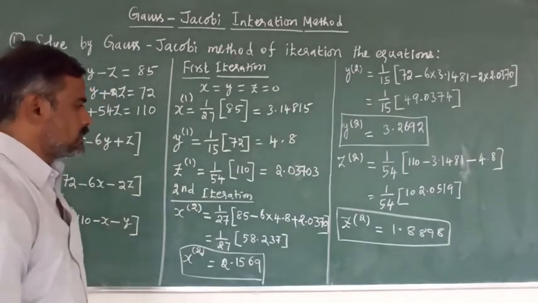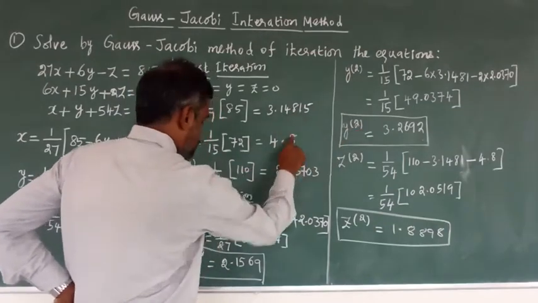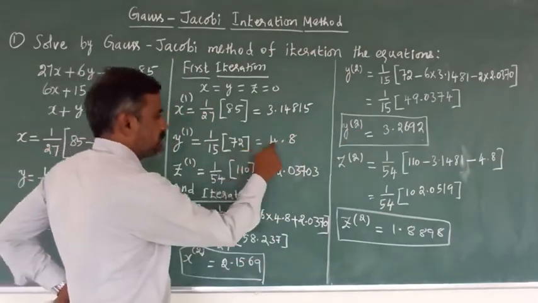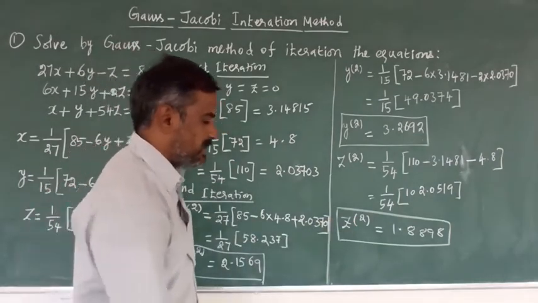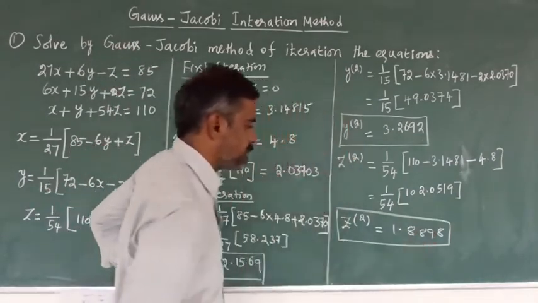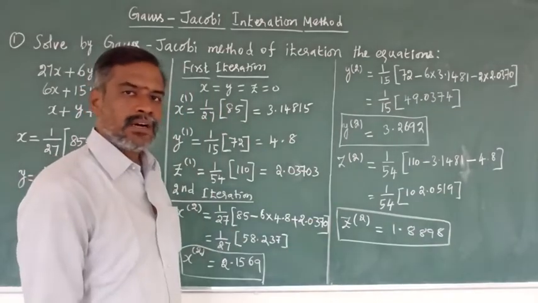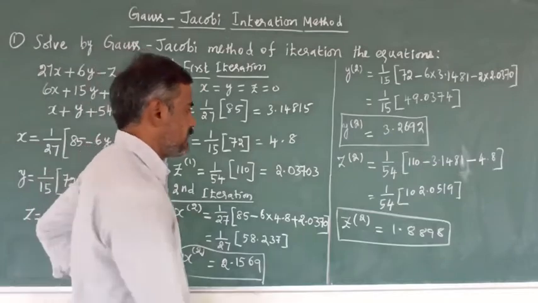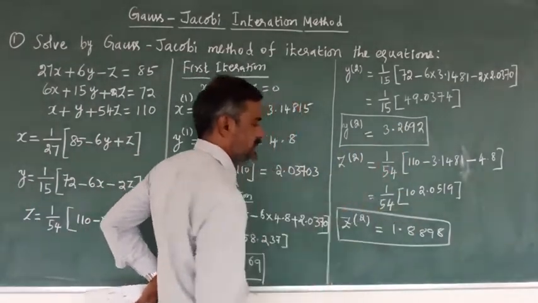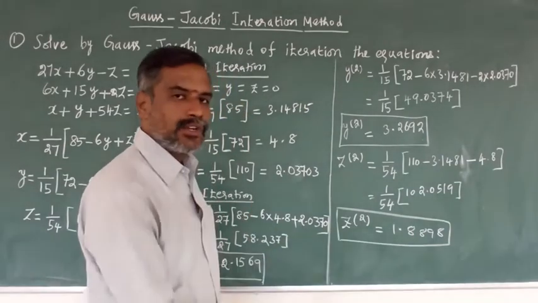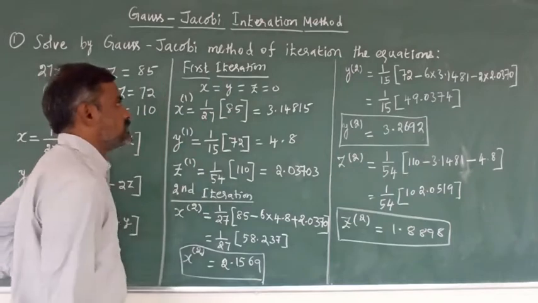This is the second iteration result. Now compare the first iteration result with the second iteration. If after the decimal point the 4 decimal places are the same, we can stop the process. But here the 4 digits after the decimal point are not the same, so we have to repeat another iteration.